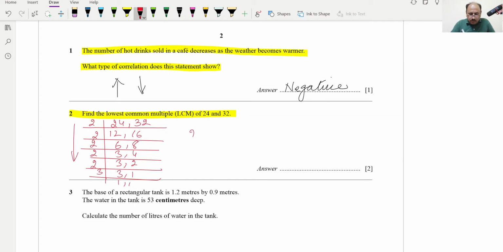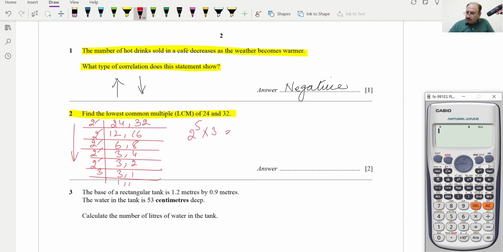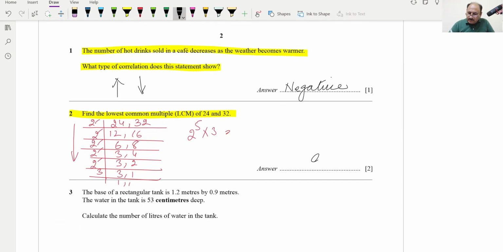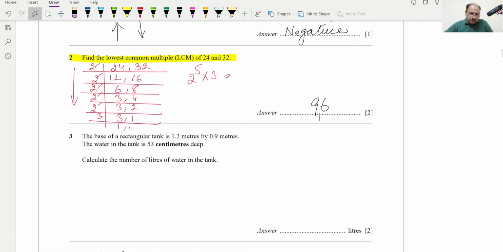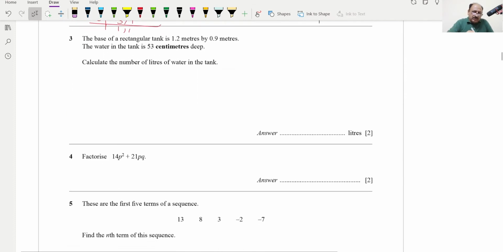So we have to write down these numbers. This will be 2 raised to the power 5, 1 2 3 4 5, and multiply by 3. So we can check with the calculator. 2 raised to the power 5 multiplied by 3 will be equal to 96. So 96 will be the LCM. This will be our answer for this part. This is a 2-mark question.